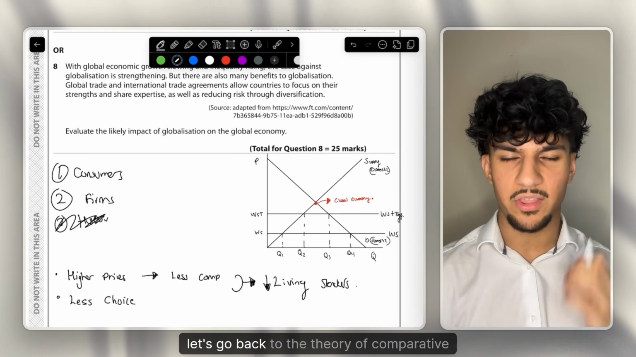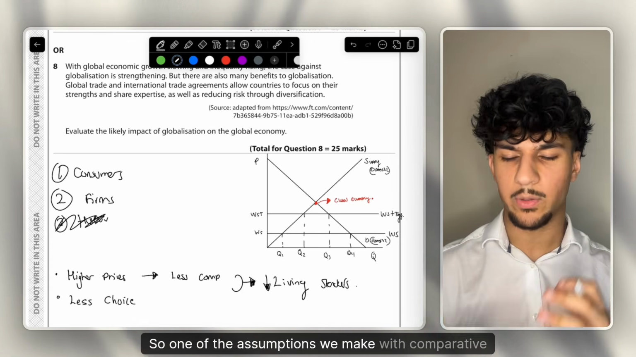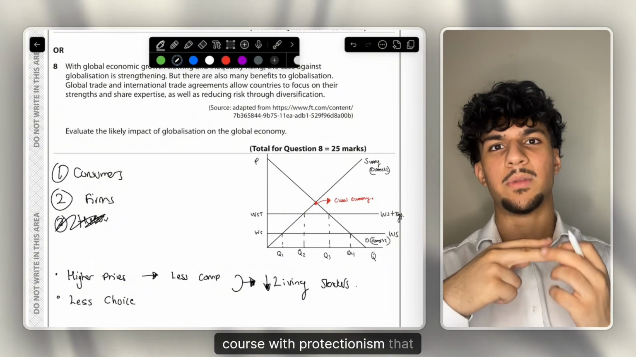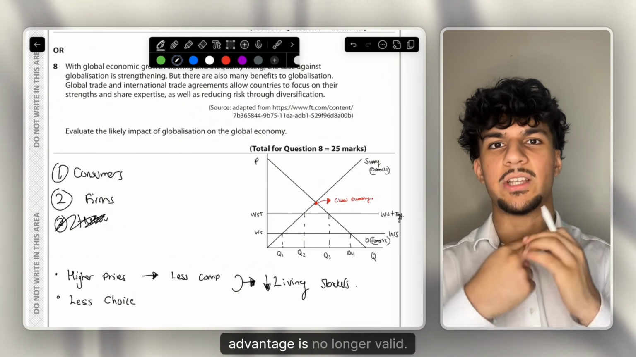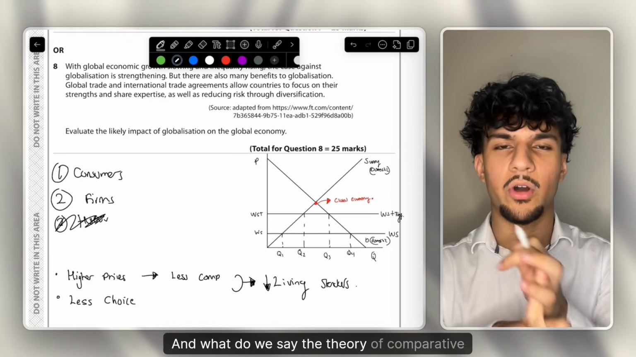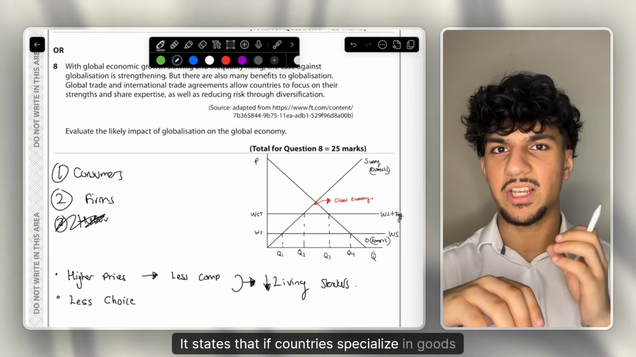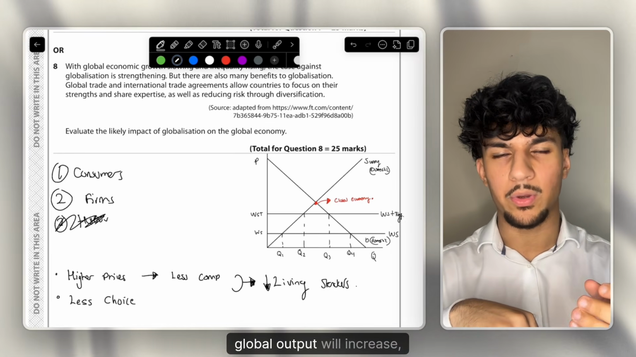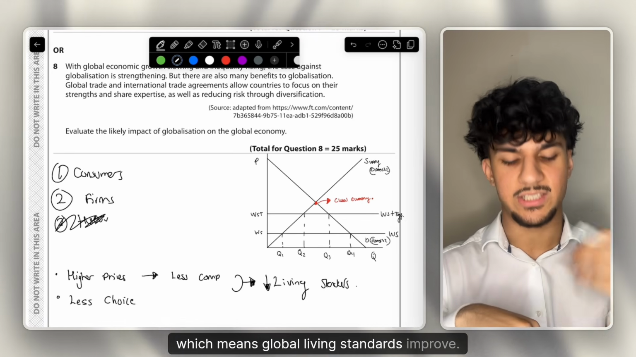Why? Let's go back to the theory of comparative advantage. One of the assumptions we make with comparative advantage is that there are no trade barriers. And of course, protectionism distorts that. That means the theory of comparative advantage is no longer valid. And what does the theory of comparative advantage state? It states that if countries specialise in goods they have a comparative advantage in, global output will increase, which means global real GDP will increase, which means global living standards improve.